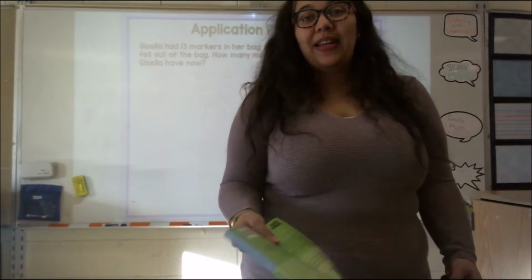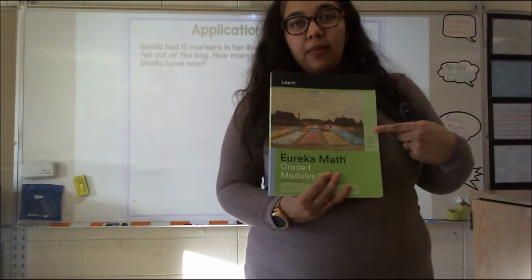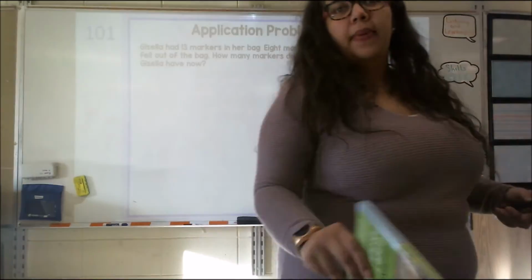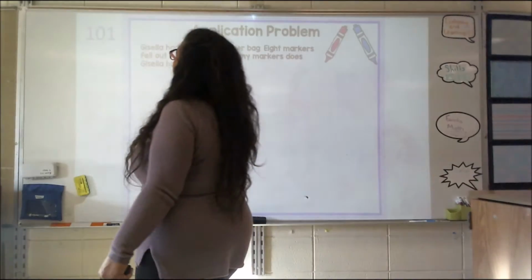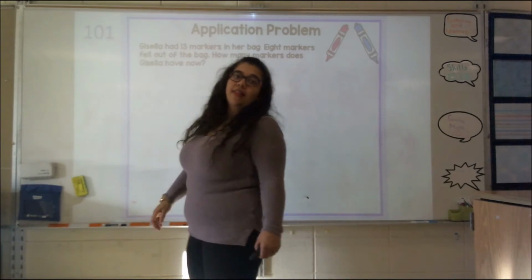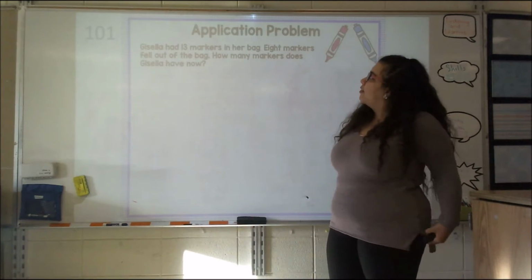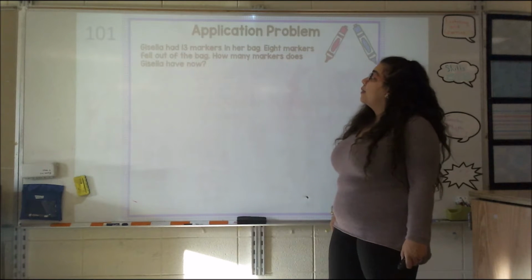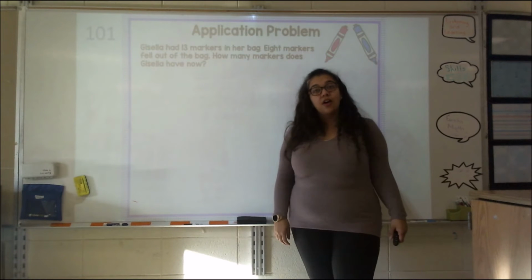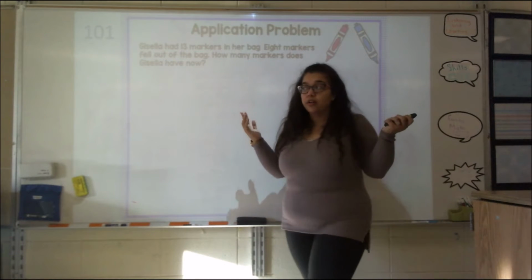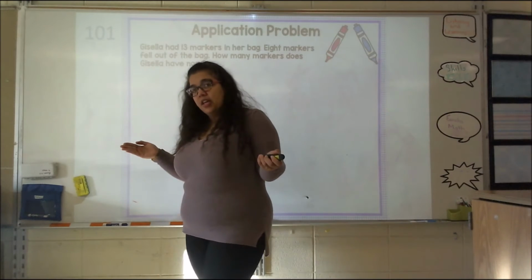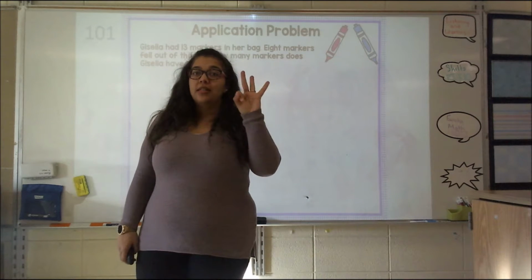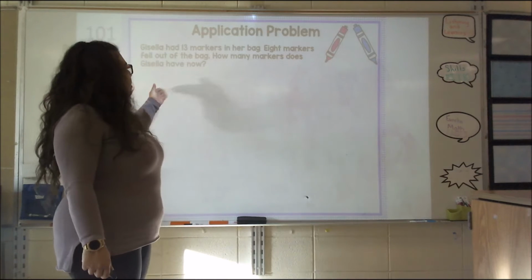All right, so we're ready for now our application problem, the Lovely Flower Beds Learn book. On page number 101, Gisela had 13 markers in her bag. 8 markers fell out of the bag. How many markers does Gisela have now? We're trying to find out about Gisela and her markers and how many she has left. So it's the same break-in video format and 3-minute work time, and then we'll work it out together. So, here you go.